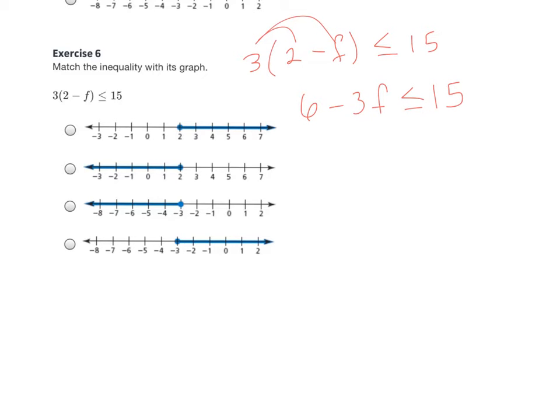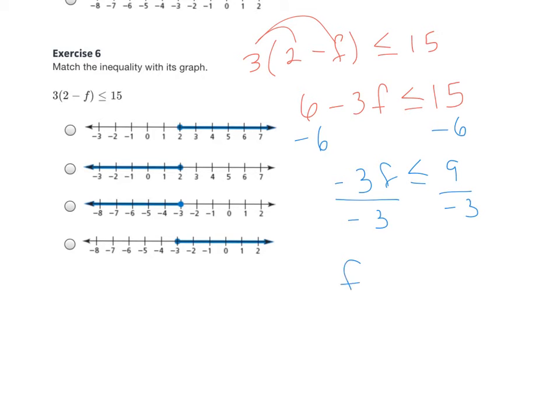Order of operations backwards tells me I'm going to get rid of this positive 6. The inverse of a positive 6 is minus 6. We do that on both sides. I get negative 3f less than or equal to 9. I'm going to divide both sides by negative 3.